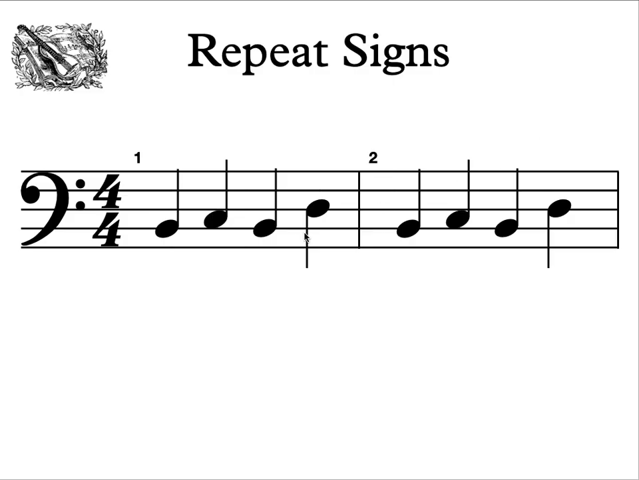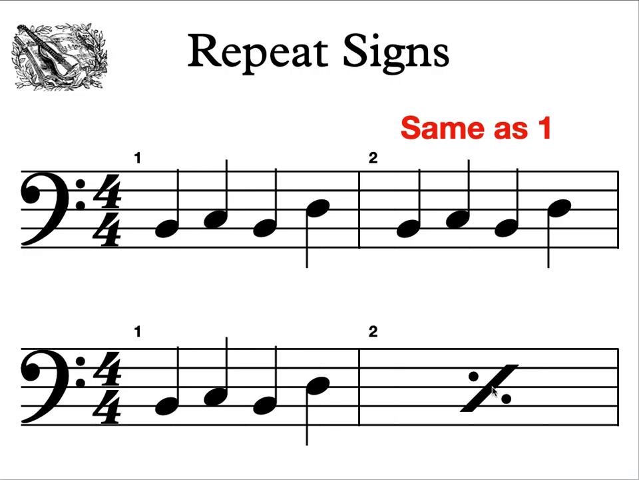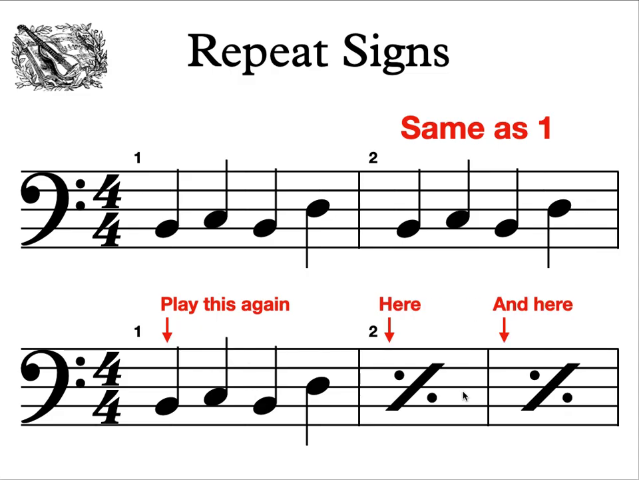So we have a first measure and a second measure. They're exactly the same. So we could use a one measure repeat for sections that keep going over and over again. So we're going to play this measure in this measure. And if we needed to extend it, we could just keep adding one measure repeat signs. So you would play this here, you play it here, and again here. And that's the example of the one measure repeat sign.